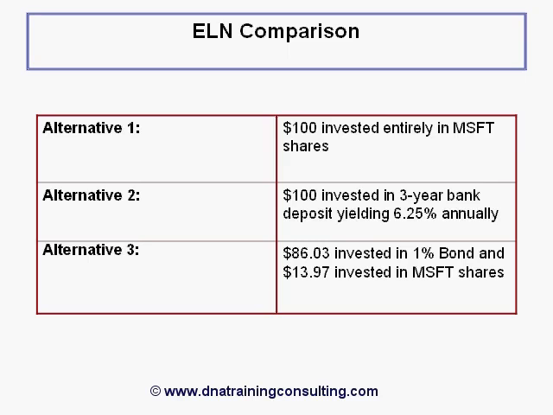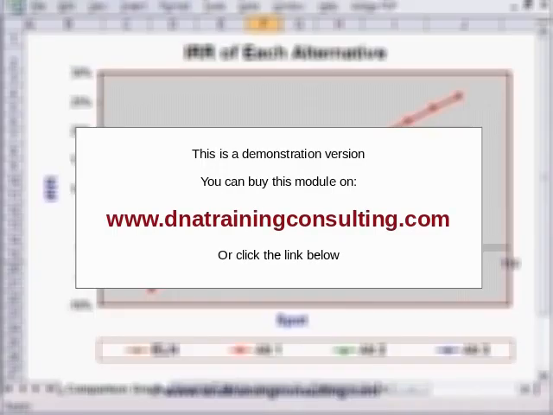$13.97. Note that under this alternative, with Microsoft trading initially at $50, this limits the amount of shares that we can purchase with our $13.97 to only around 28% of one single share, and this will significantly reduce our investors' ability to participate in any future stock price upside.